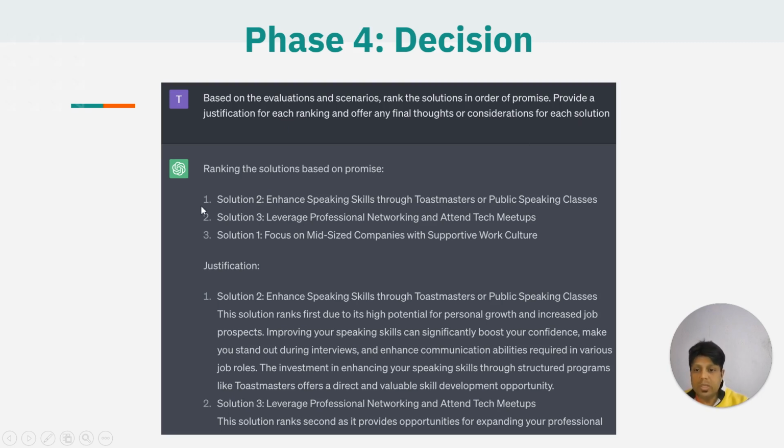It has ranked solution 2 as number 1, which was enhancing speaking skills through Toastmasters or public speaking skills. So ChatGPT is suggesting that, if you have a speaking problem, then maybe you can enhance your speaking skills, and that is the most preferred solution. At number 2, it is suggesting that you leverage professional networking and attend tech meetups in order to get a job in the technology field. And the first solution, a focus on mid-sized companies with supportive work culture, after evaluating the pros and cons, it has ranked at number 3. So now you can see how we can use ChatGPT's generation capabilities as well as reasoning capabilities to come up with a solution or come up with a decision.